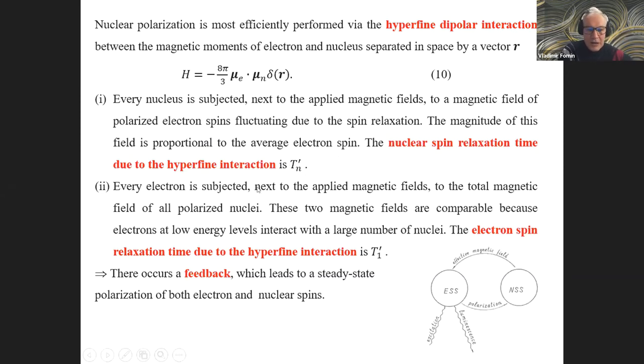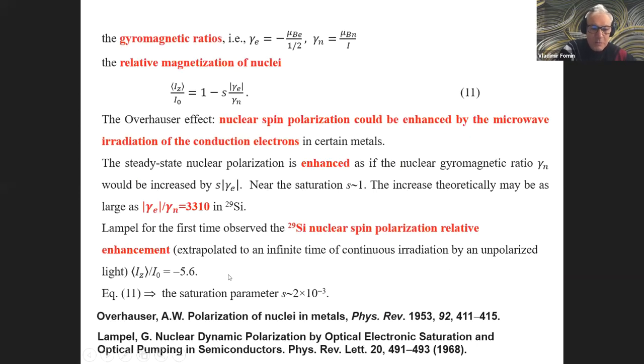But every electron is subjected to the total magnetic field of all nuclei. This I mentioned in the very first slide. And these two magnetic fields are comparable because electrons interact with a larger number of nuclei. They can feel more nuclei than only one or two. And this feedback leads to a steady state polarization, which is given by this formula 11.